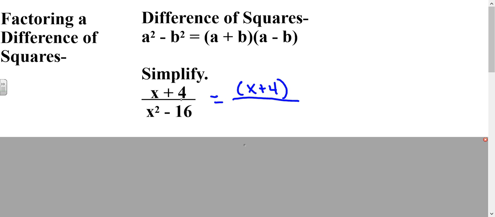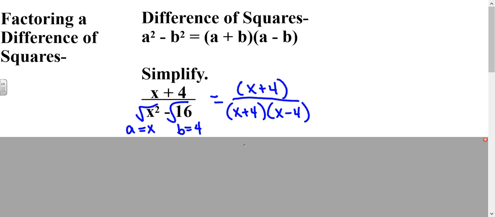For the bottom, this would be a difference of squares because x squared is a perfect square and 16 is a perfect square. So if I were to take the square roots of those, then a would equal the square root of x squared, which is x, and b would equal the square root of 16, which is 4. So then I would have x plus 4 and x minus 4 is what that would factor into. And if I multiplied that back out, I could check and I would get x squared minus 16.